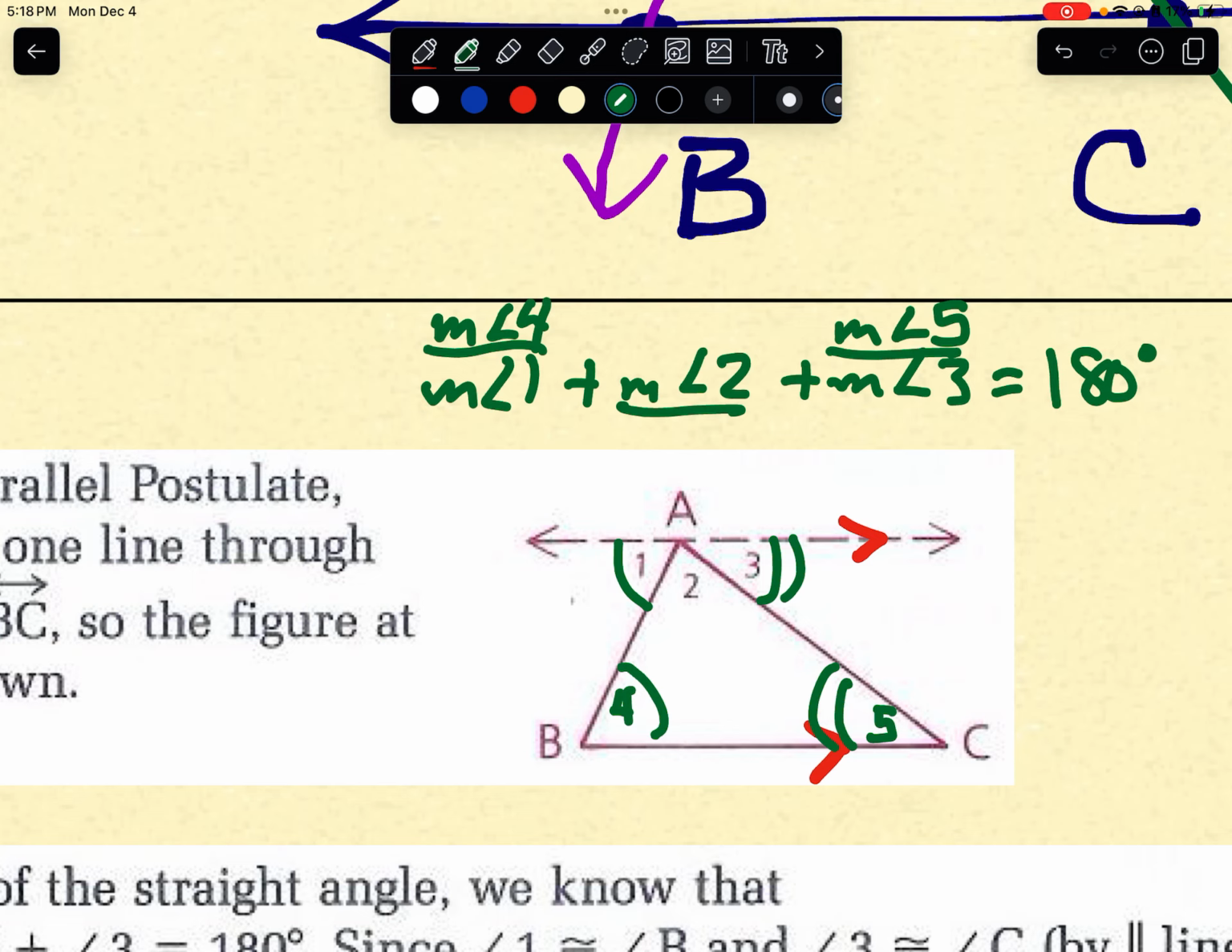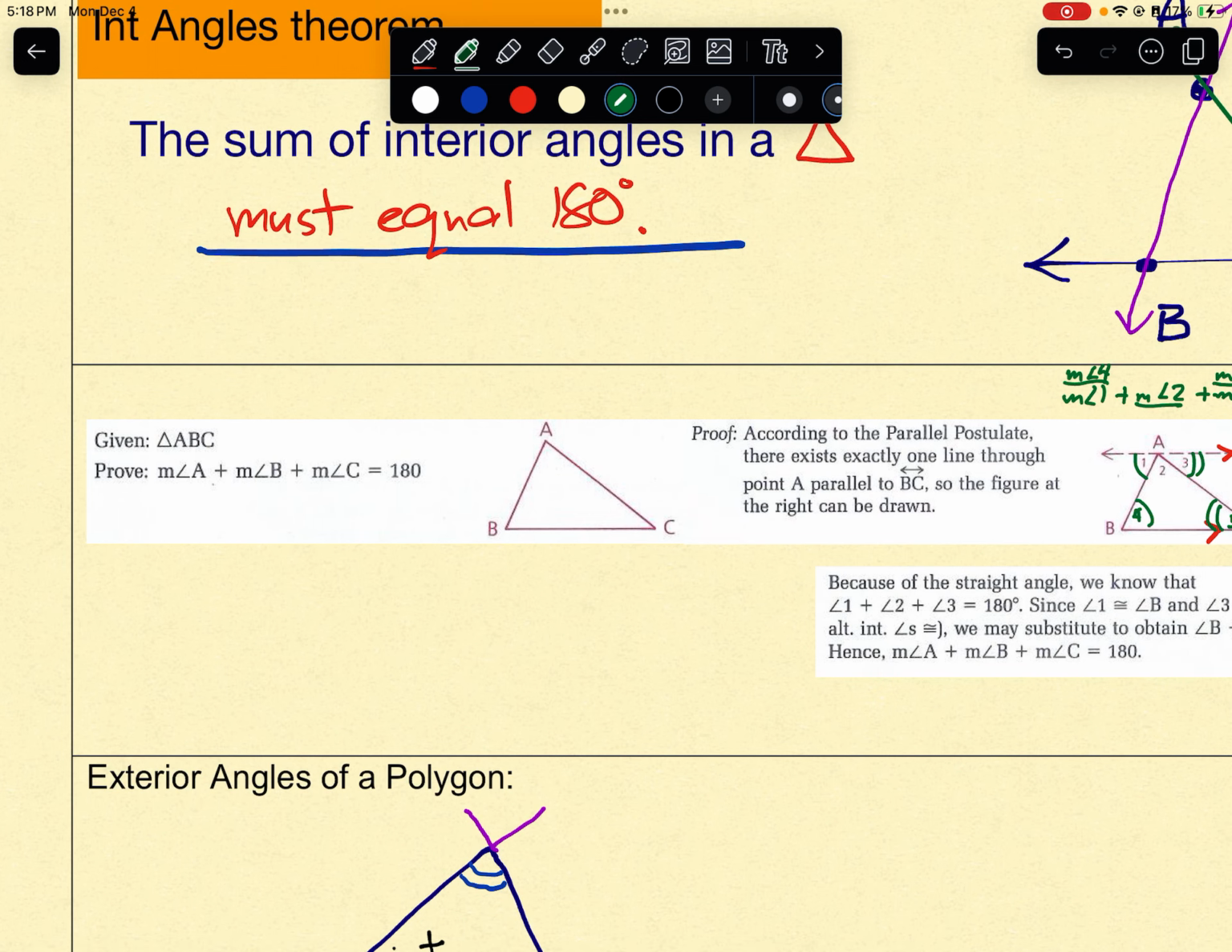So notice we started with an ordinary triangle and a parallel line, and we proved that the three angles must always add up to 180 degrees. All right.